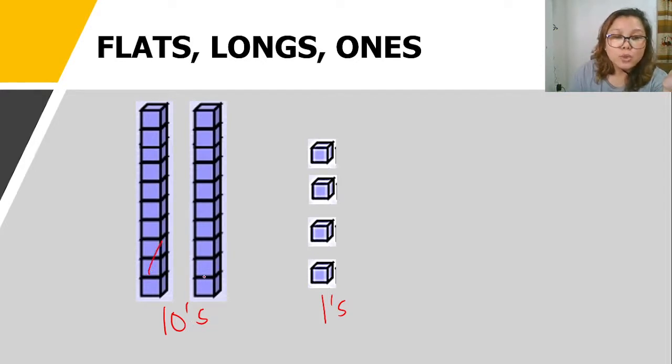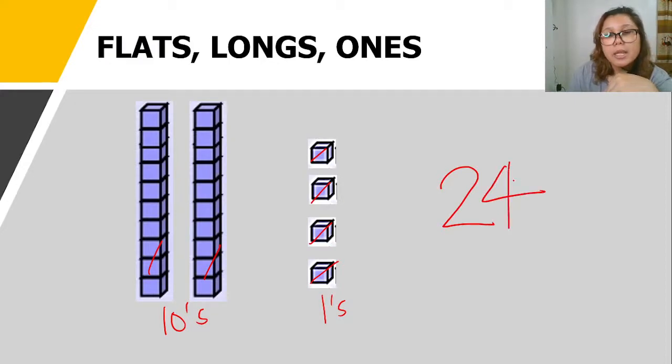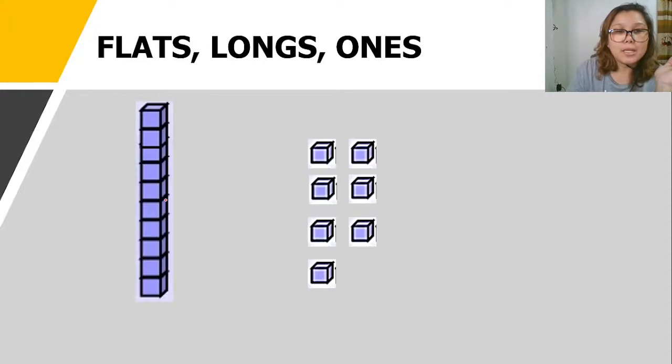So, 10, 20. So, we have 20. But we are not done yet because we still have the ones or the units. So, after 20, balik na tayo sa counting by ones. So, 20, 21, 22, 23, 24. So, therefore, this one presents or means 24. So, hindi niyo na kailangan magbilang ng isa-isa sa longs kasi it is understood that one long is 10. Okay, another.